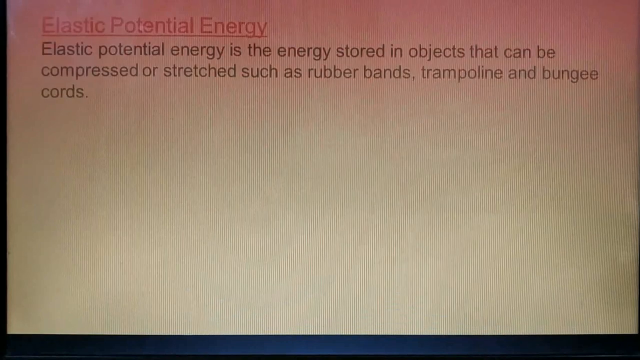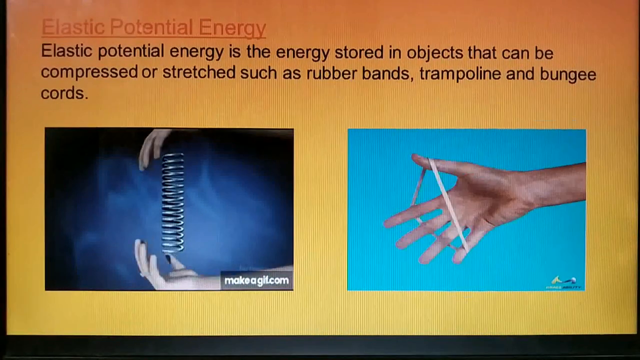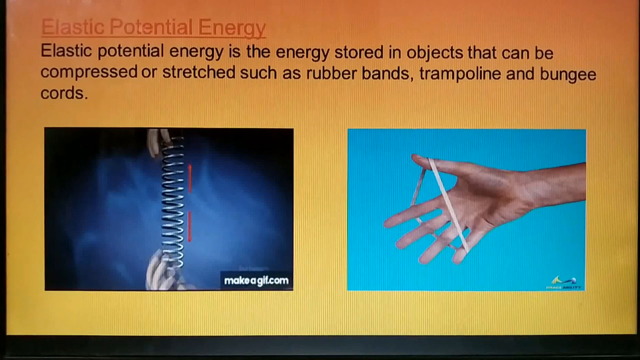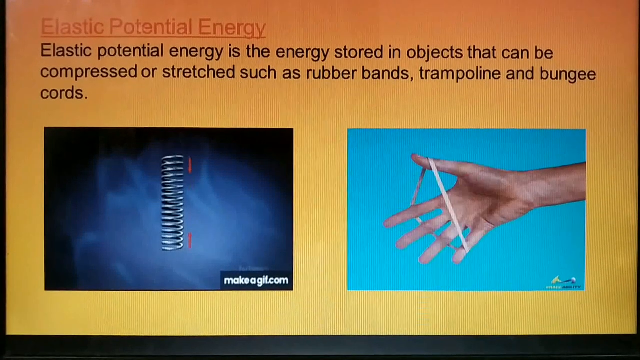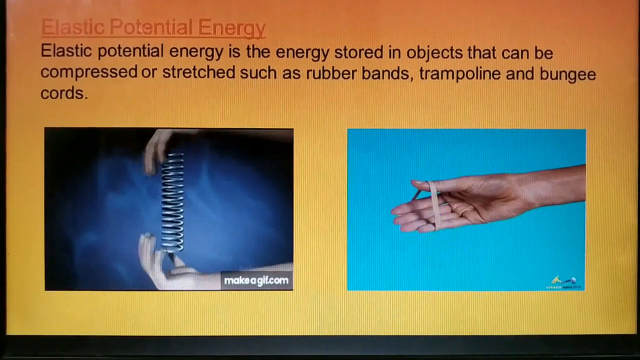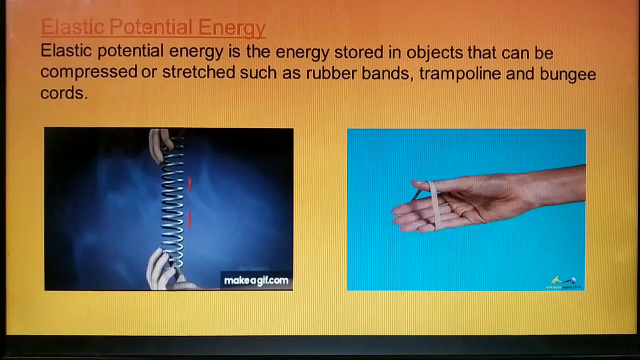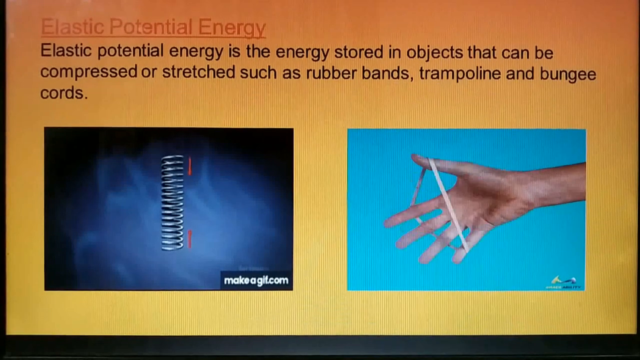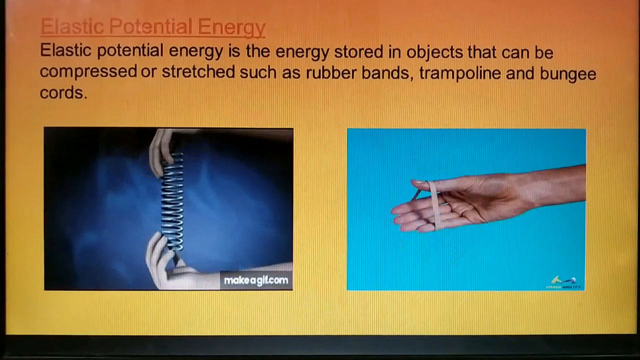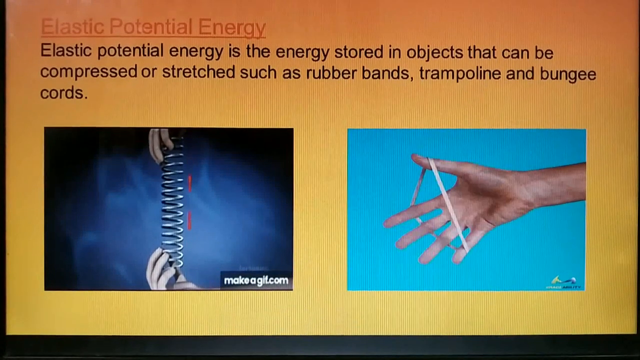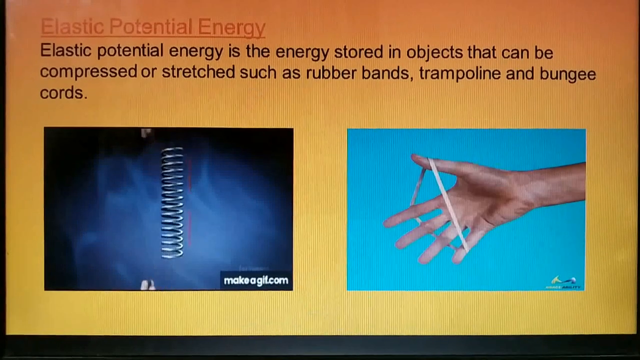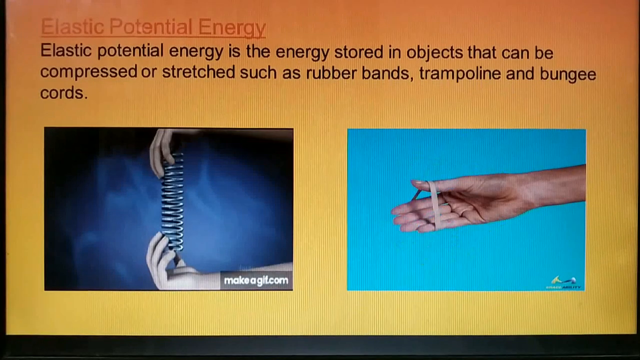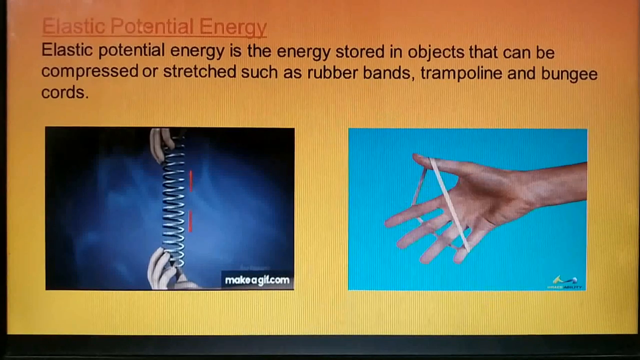Next is the elastic potential energy. So elastic potential energy is the energy stored in an object that can be compressed or stretched. जिन ऑब्जेक्ट को हम compress या stretch कर सकते हैं वहाँ पे जो energy work करती है that is the elastic potential energy. You can also see in these animated videos, in the first animated part we can see that there is a spring. Spring को हम stretch और compress कर रहे हैं तो वहाँ पे जो energy work कर रही है that is the elastic potential energy. And second, as I told you earlier about the stretched rubber band, when we stretch the rubber band, the energy transferred to the band is its potential energy.